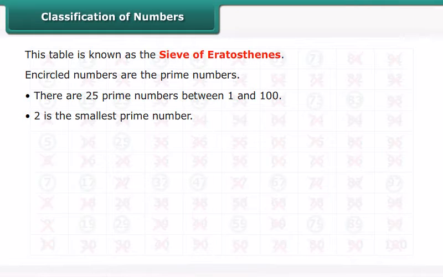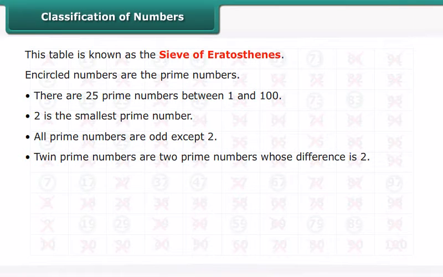2 is the smallest prime number. All prime numbers are odd except 2. Twin prime numbers are two prime numbers whose difference is 2. Let us look at some more numbers and their factors.